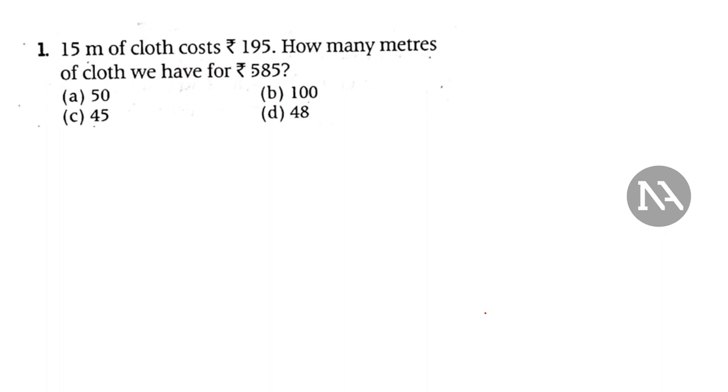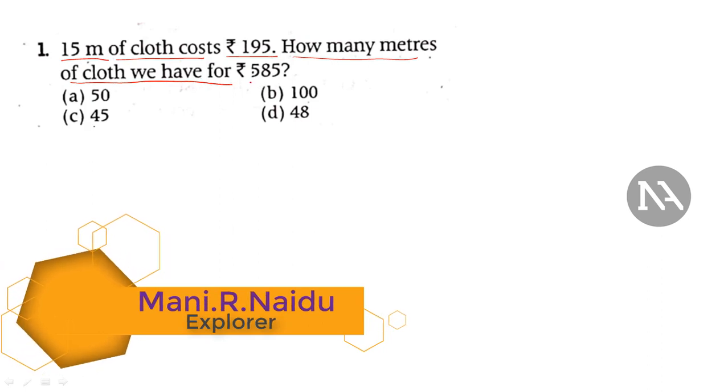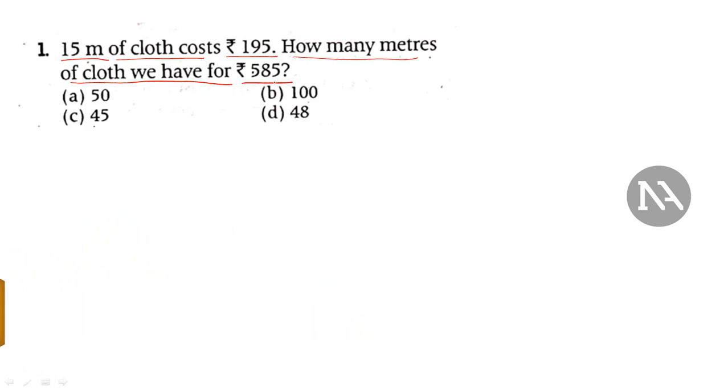First example, 15 meters of cloth cost rupees 195. How many meters of cloth can we have for rupees 585? Here for 15 meters the cost is rupees 195. So we have to find out for 1 meter what is the cost. For that, 195 divided by 15.